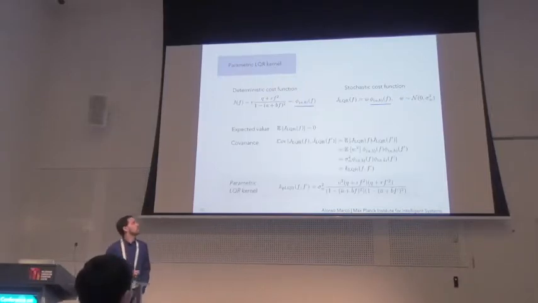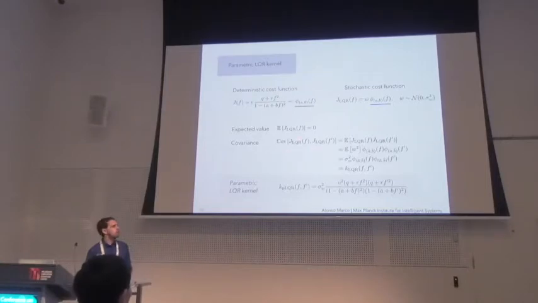If we do this, then it is easy to show that the expected value of this LQR cost function is zero, and that the covariance between two different LQR cost points is nothing else but just the multiplication of these features. So with this, we arrive to the expression of the parametric LQR kernel. We call it parametric because it depends on the model A and B.